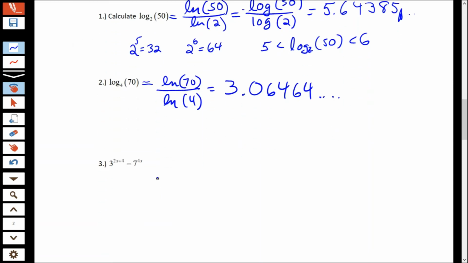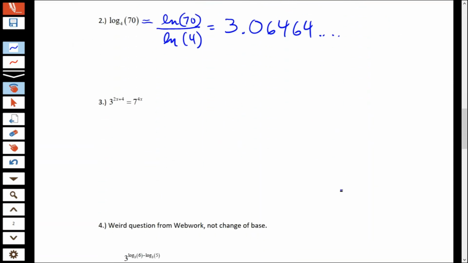Now, this can help us solve some pretty weird problems, and there's not a problem like this on the homework, but I just wanted to show you that if we have 3 to the 2x plus 4 equals 7 to the 4x, now here you can't make the bases the same of this exponential equation. However, you can natural log both sides of the equation. So the natural log of 3 to the 2x plus 4 is equal to the natural log of 7 to the 4x.